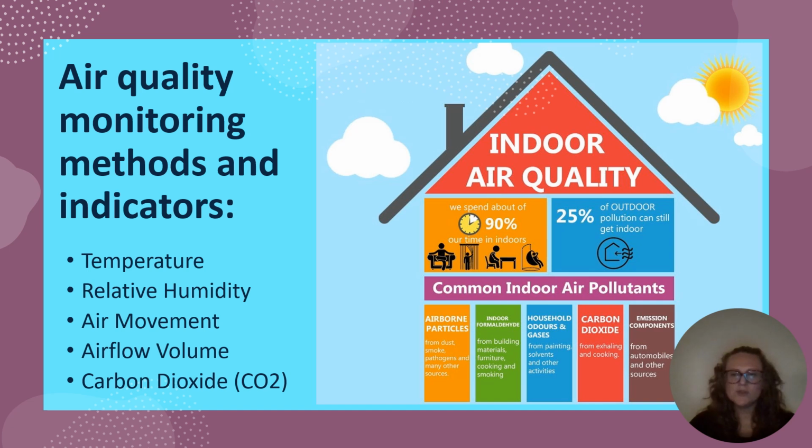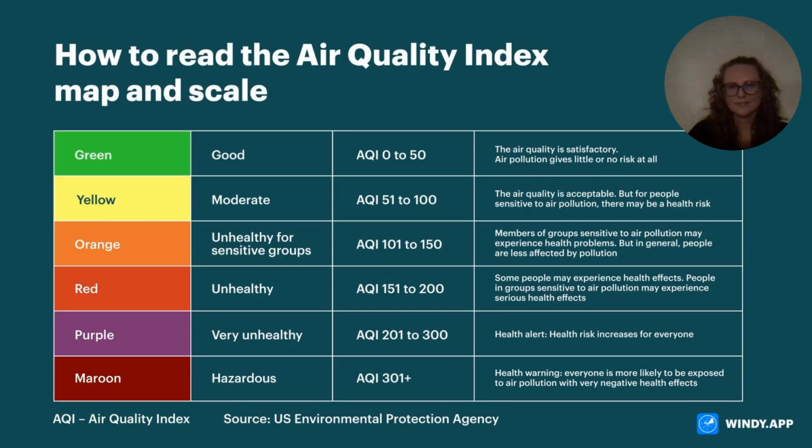Temperature control is essential for comfort and can affect concentration and productivity. Relative humidity should be kept within an optimal range to prevent mold growth and dust mite proliferation. Adequate air movement and airflow volume help ensure proper ventilation, reducing the buildup of indoor pollutants. And monitoring CO2 levels is vital, as elevated concentrations can lead to cognitive impairment and fatigue. Regularly assessing these factors helps create a conducive and safe educational atmosphere.